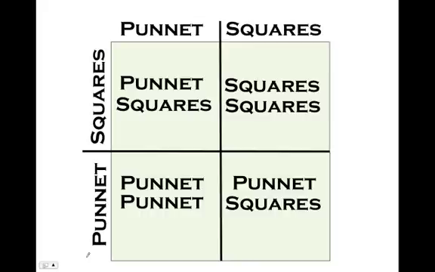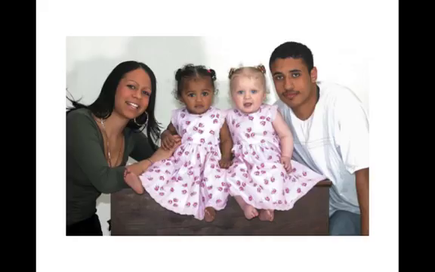Punnett squares can be intimidating for some people because it's a blend of math and genetics, but they're really pretty straightforward once you see how they work, and hopefully after this biocast you'll be amazed that you ever had any trouble with them. So for example, we could take a look at this family. They have twin daughters and they look incredibly different, and the question is, how could that happen?